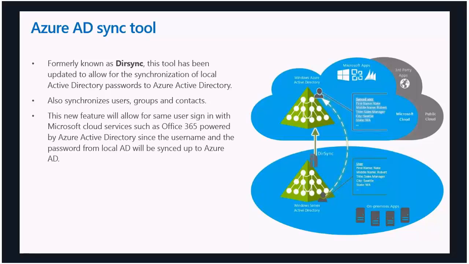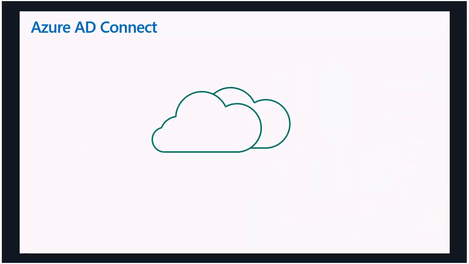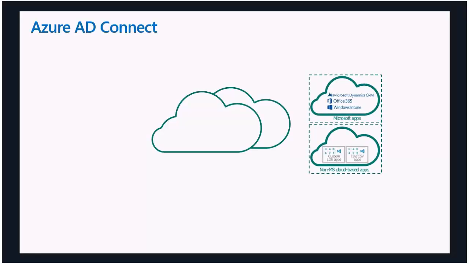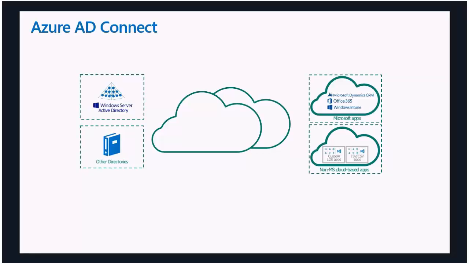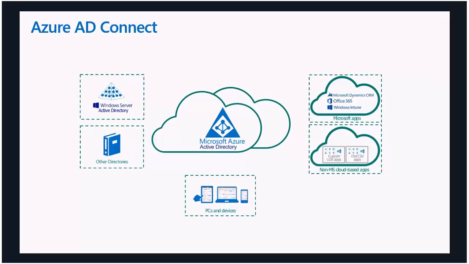Again, it was a major improvement and is recommended as an upgrade for most installs of DirSync to get that ability to synchronize passwords. Now, the tool that has just gone general availability is called Azure AD Connect. This again will replace DirSync and will replace Azure AD Sync Services. And the benefit that it provides is that we will synchronize your Windows Server Active Directory to Azure AD. It will also synchronize other directories. So maybe you've got an LDAP directory or some other third-party directory service. Azure AD Connect will allow you to synchronize those.